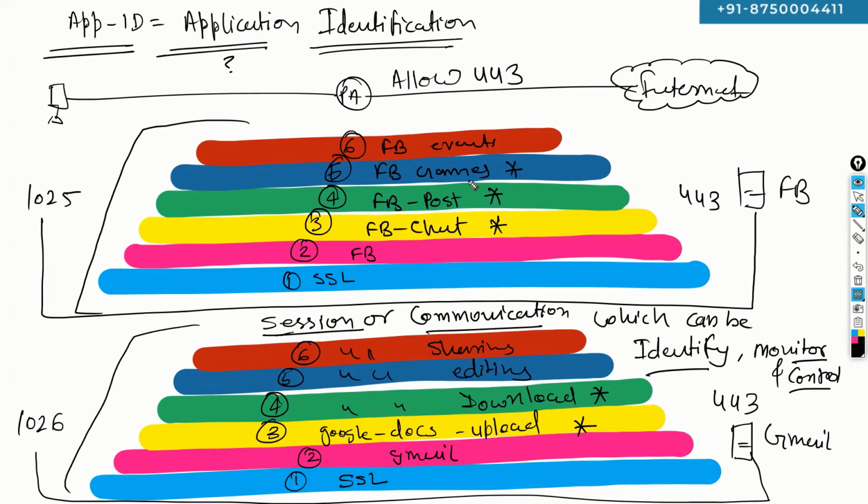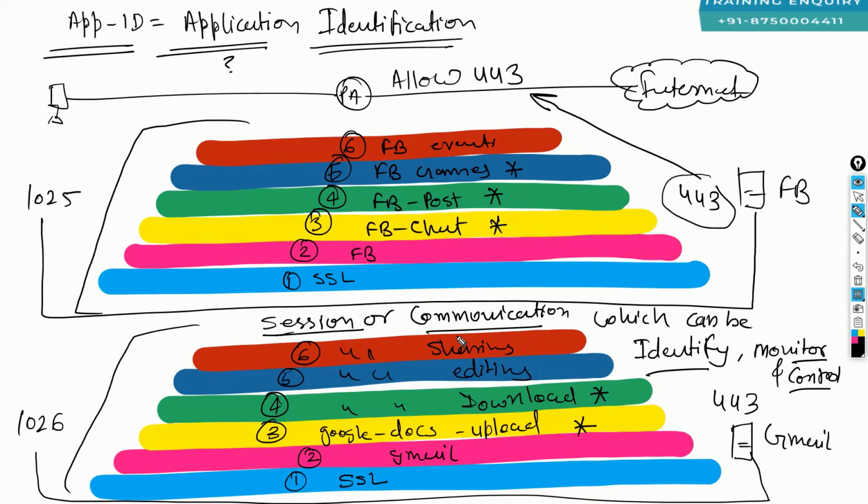Okay, so what is the main advantage here? It is in front of you. With a normal firewall, we will allow port number 443, then all these applications will work here. But we want to control the applications which are being used on port number 443, or we can say port number 80. So in this way, you can identify, monitor, and control them.